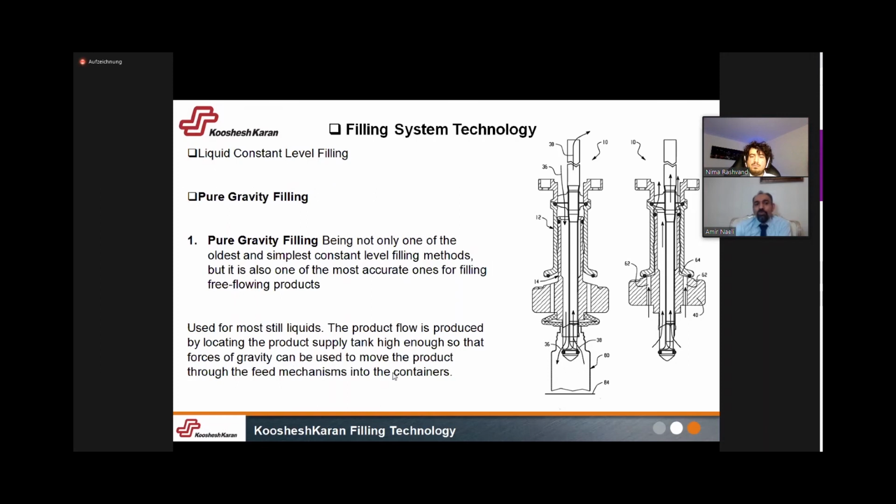As you see, this is one kind of gravity valve. In this kind of gravity filler, the product comes down with the gravity of the product, and the air of the bottle comes out and goes to the tank. It fills the bottle when there is no more air inside the bottle.